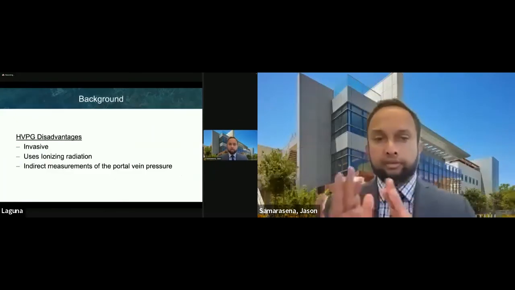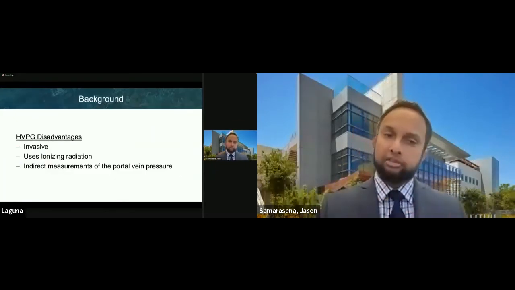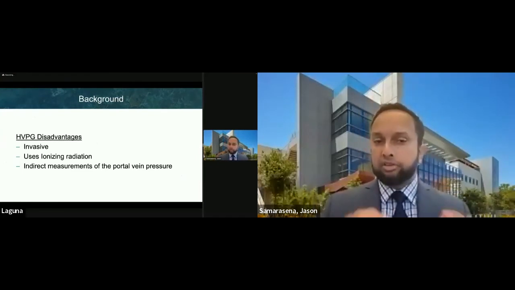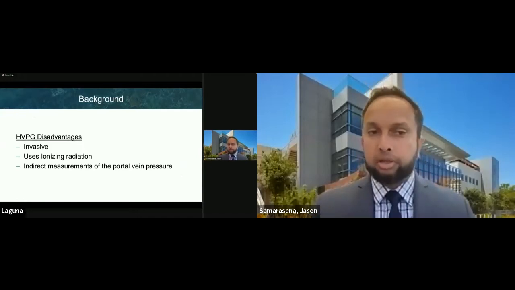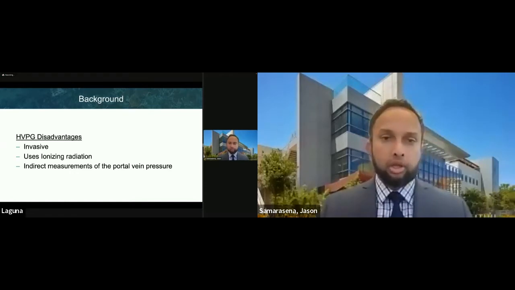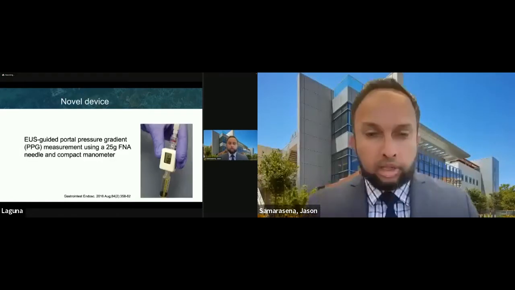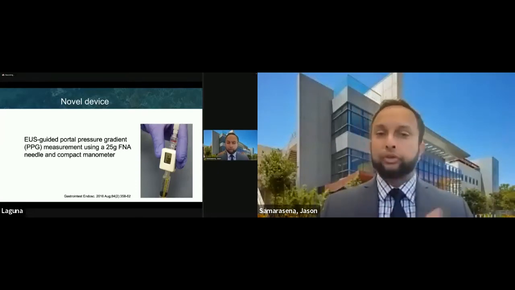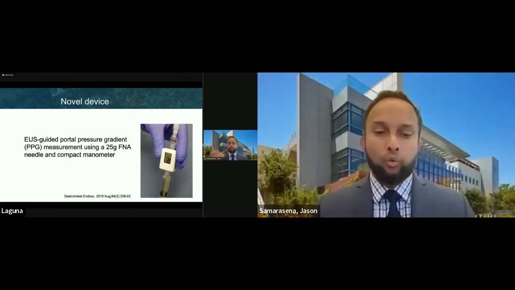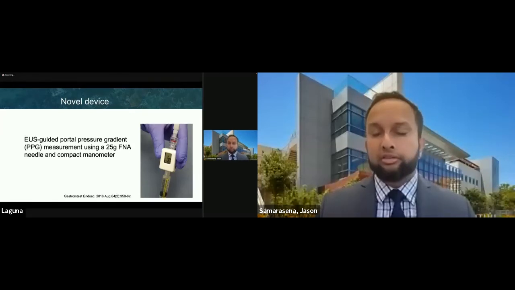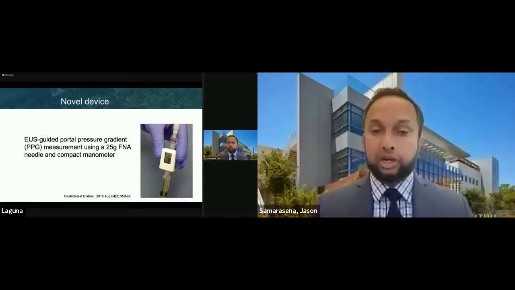So the disadvantages of this are, yes, it is invasive because you're cutting on the skin. It uses ionizing radiation, but this indirect measurement of the portal venous pressure may be the biggest disadvantage, as I'll show you a little bit later. So there's a lot of interest, because we look at the liver literally every day. We see these vessels every day. Why can't we find a way to measure the pressure in these vessels? And that's what I'm so proud to say that under the direction of Dr. Chang, we were able to do.